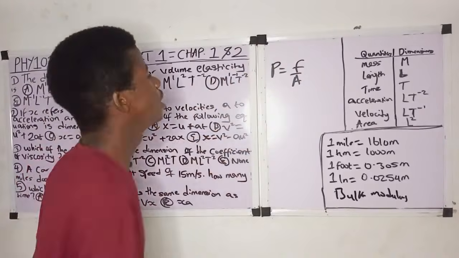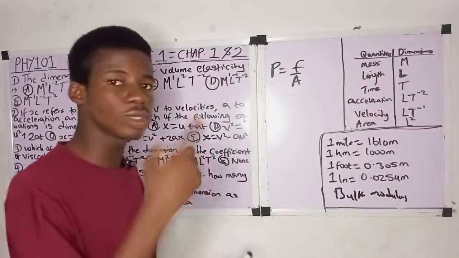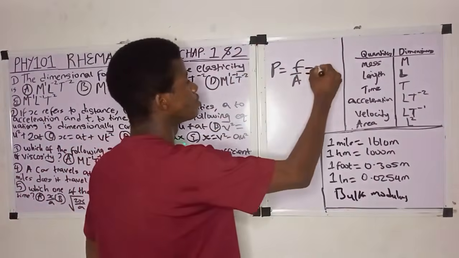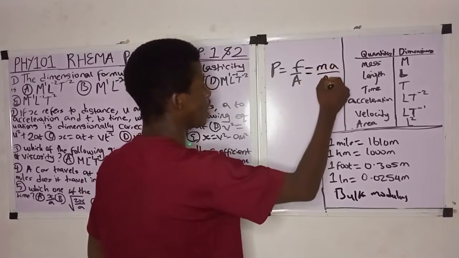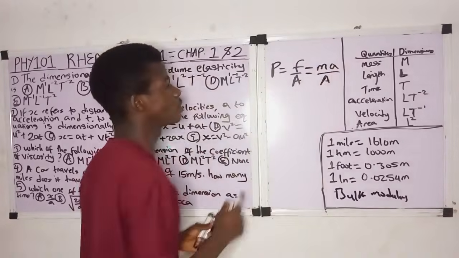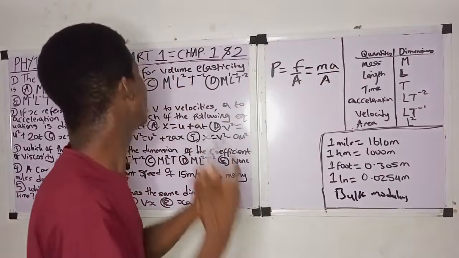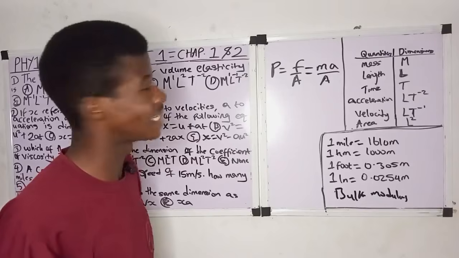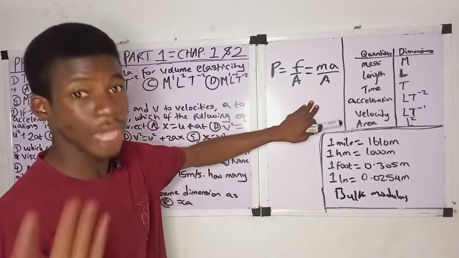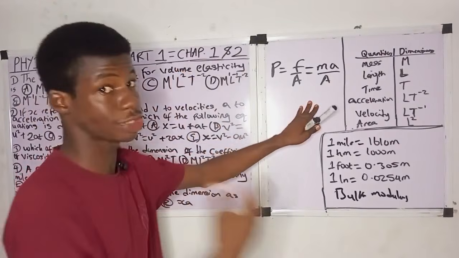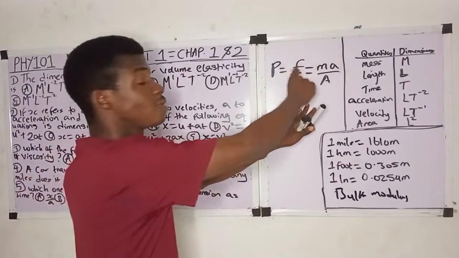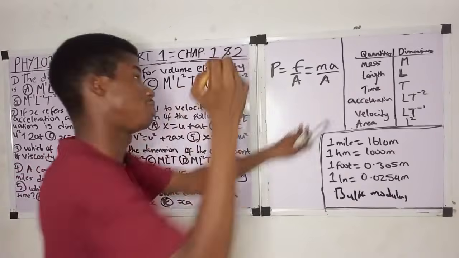Now let's continue. Force is equal to what? We all know that force is equal to mass times acceleration, then divided by this area, right? Remember, we're looking for the dimension for volume elasticity. I told you guys that the dimension of volume elasticity is the same as that of pressure. So we are looking for the dimension of pressure right now.